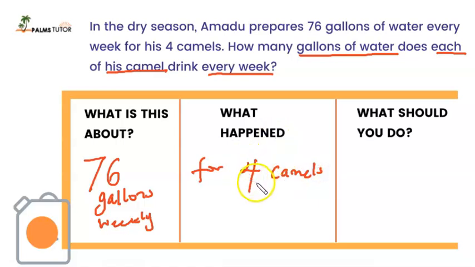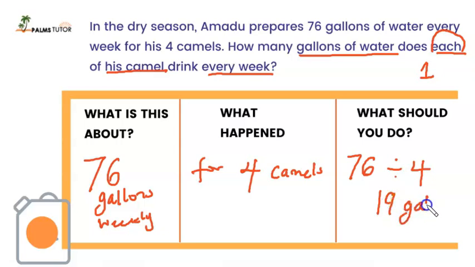So if 4 of them are the ones taking 76, the question says, how many gallons of water does each? What does each mean? 1 of them, 1 by 1. How much do they consume? 76 broken down into 4 places, since we have 4 of them. And that gives us 19 gallons. That means each camel drinks 19 gallons of water every week. Let's see the last example.